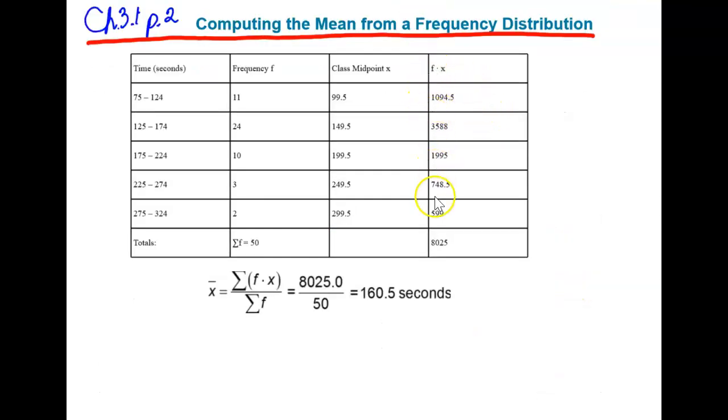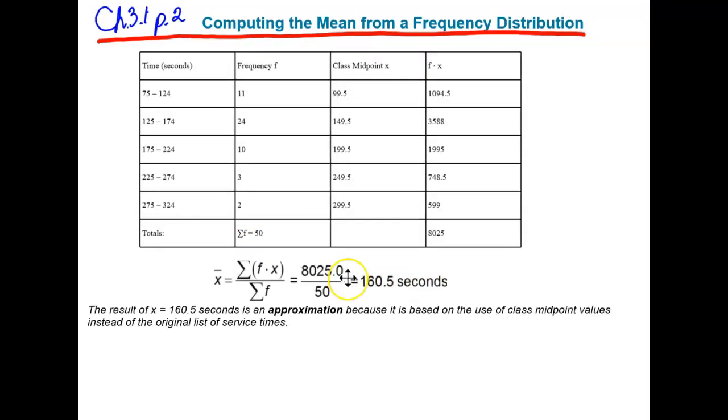The sum of the products of frequency and class midpoint is 8025, divided by the sum of the frequencies, 50, which is equal to 160.5 seconds. Remember though that the result of 160.5 seconds is an approximation because it's based on the use of the class midpoint values instead of the original list of service times. If we want to find a more precise value of the mean, we would add all the times and divide by 50, the number of values in this dataset.